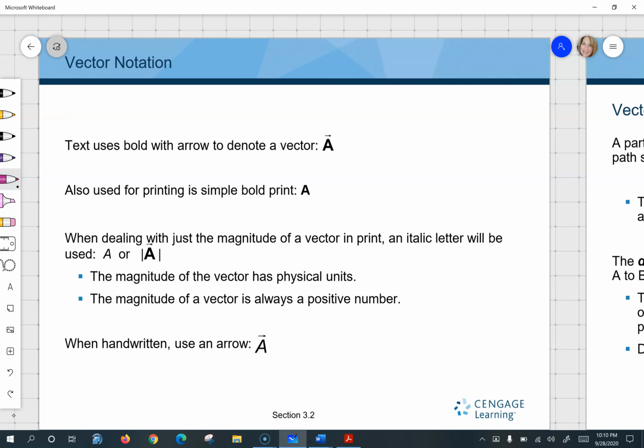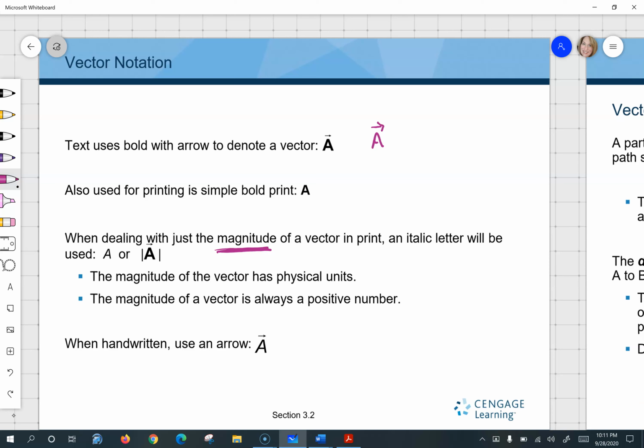Well, your textbook is going to have a bold letter and most likely an arrow on top. They could just do it without the arrow as well. If you're talking about the magnitude, the way to note that would be with absolute value symbols, because the magnitude is just telling you the size of the vector. So you would use those absolute value symbols.